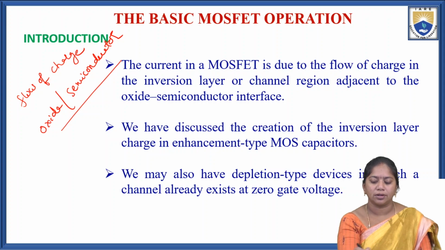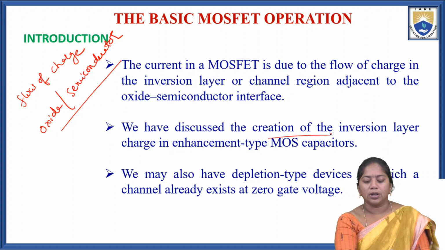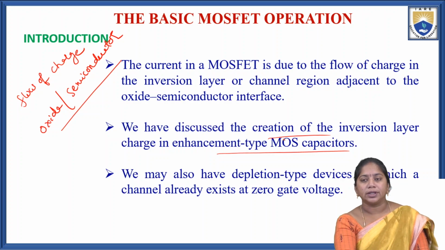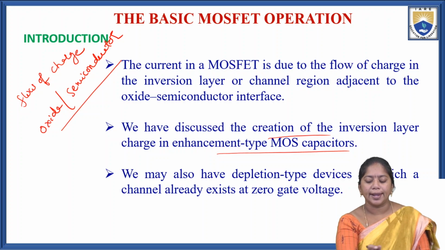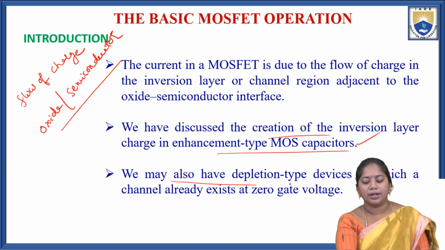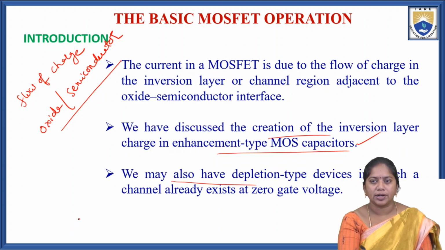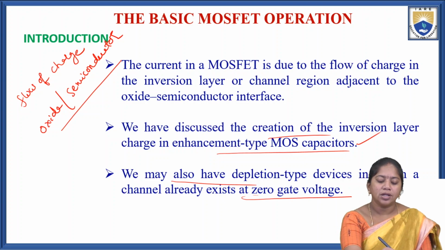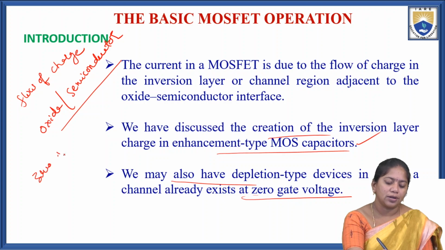We will discuss the creation of the inversion layer charge in the enhancement type MOS capacitors, which we already discussed. We may also have depletion type devices in which a channel already exists at zero gate voltage.